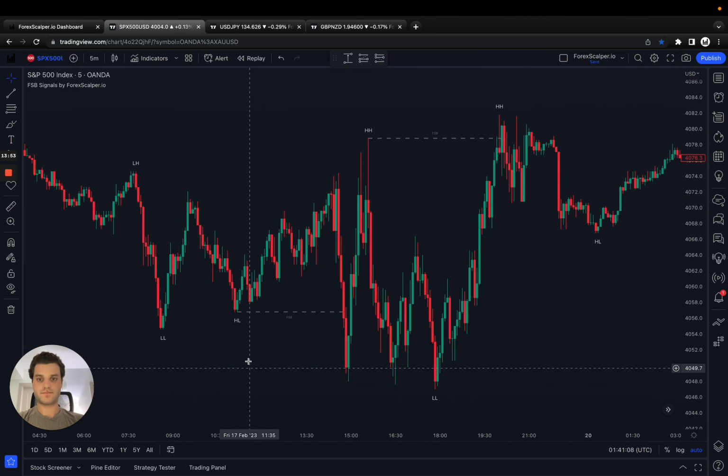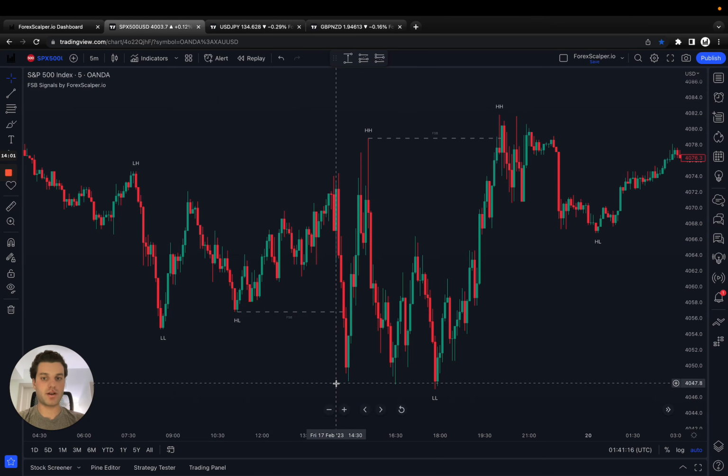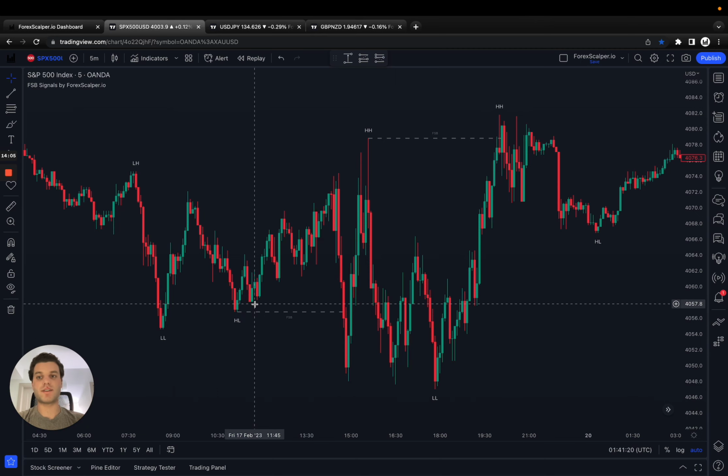Now we can continue scrolling here. Let's see. Here, we had this break right here. This we could have taken possibly for some small pips here, would have most likely gotten stopped out, but we didn't see any previous anchor point structure until a long time ago, which was right here. So you might want to maybe avoid that.